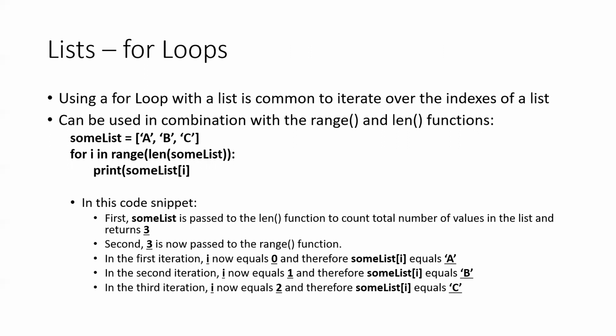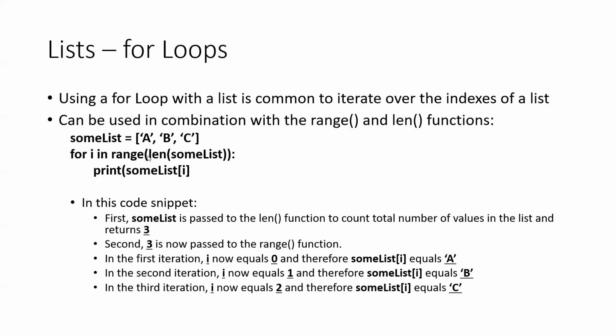We commonly use for loops for lists. When using a for loop with a list, it's common to iterate over the indexes of that list, and they can be used in combination with the range function and the len function. So for example, if we have a list with A, B, C in it, and we say for i in range of the len of some list, notice that the len of some list is the first part that's going to get processed. What's the len of some list? 3, right? So we get back 3, which means we have range of 3 now.